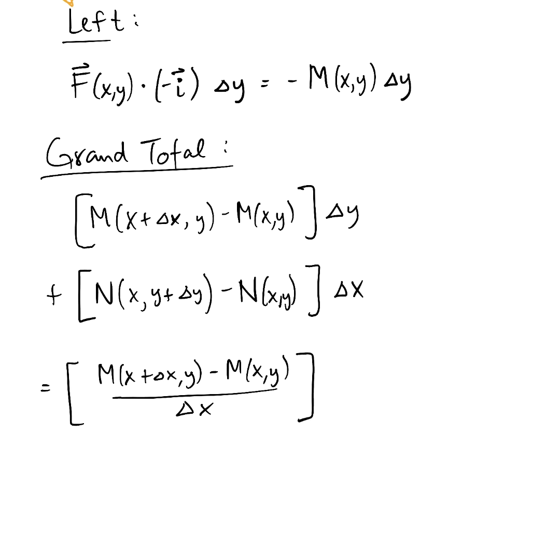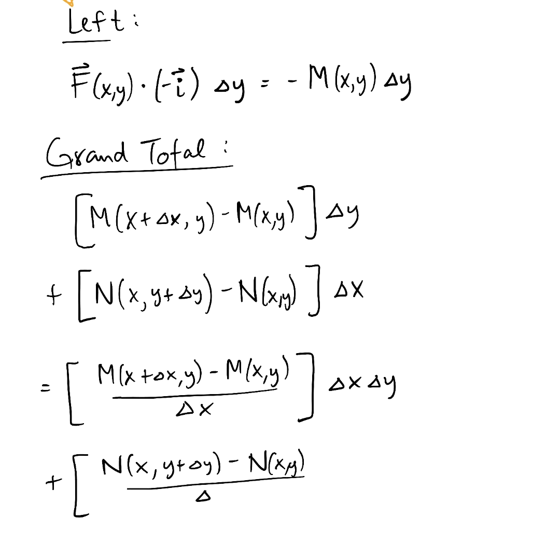Let's divide what's in the brackets by delta x and then pay on the outside. Plus, and then on the other term, let's take what's inside the brackets and divide by, you guessed it, delta y. And then pay on the outside. Okay.